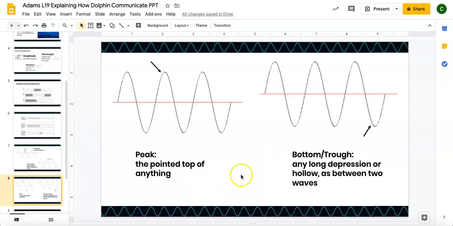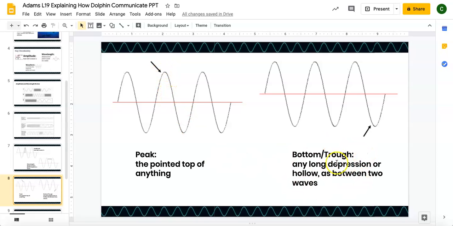Going to some definitions that we haven't quite had, however, we've sort of mentioned before in our lessons. When you see the arrow pointing at the very top or the very tip or the point of the wave, that is your peak. Okay, the peak simply means the point at the top of anything. So again, the peak is simply the top or that tip or that point of the wave. It will simply be pointing at the tip of that wave or the pointy part of that wave.